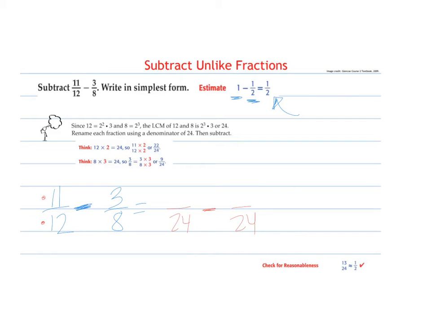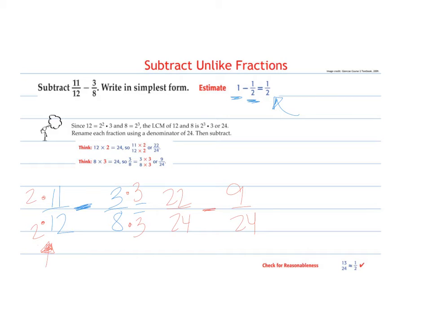And then I know 12 times 2 is 24, so I have to do 11 times 2. So I have to do the same thing. Whatever I do to the denominator of this fraction, I have to do to the numerator. So 11 times 2 is 22. And then I know 8 times 3 is 24, so I have to do the same. So I do 3 times 3, which is 9.